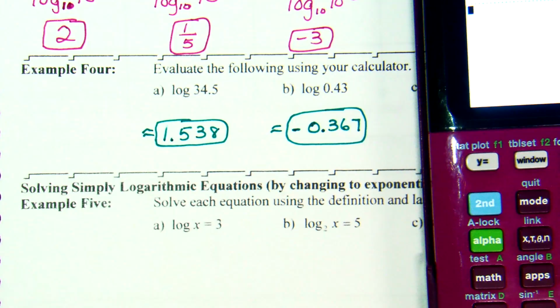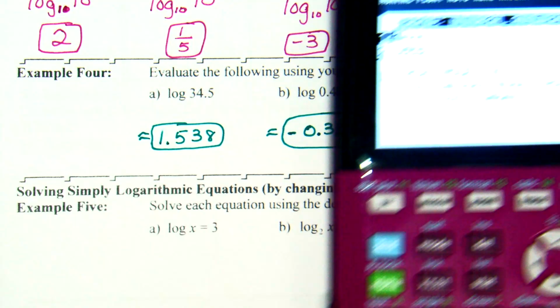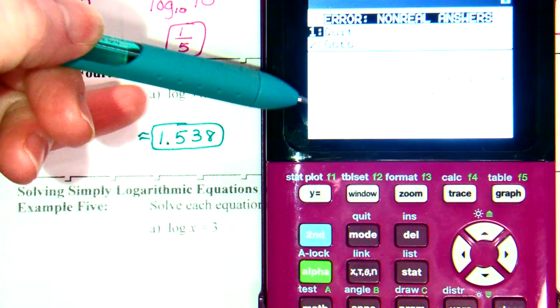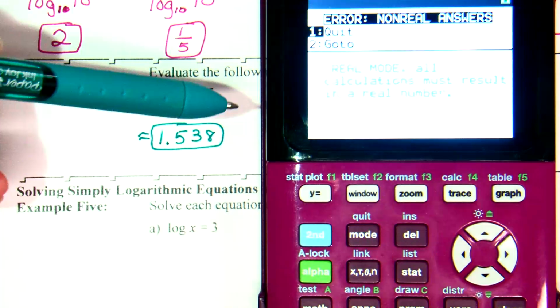Okay. What about log of negative 3? Okay. Error. That's the most important thing. It says non-real answers. Notice it says in real mode, all calculations must result in a real number. Okay. So it's always helpful. I know some of you guys just say error and then you immediately hit clear and you don't even look at it. It actually will tell you some helpful information sometimes. Sometimes I know you're like, I read the error message and it still didn't help me. But sometimes it does help.